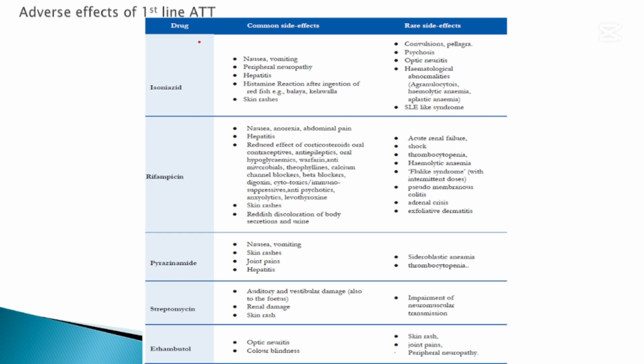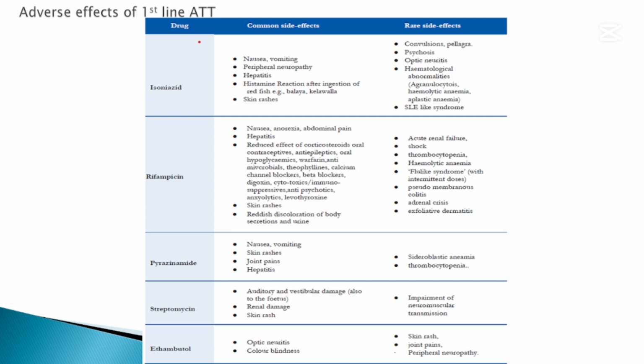Not sure whether you can read this, maybe not very clear. So I'll just go through quickly. These are the common and rare side effects of each and every anti-TB drug. INH commonly causes nausea, vomiting, peripheral neuropathy, hepatitis, histamine reaction, skin rashes. Rare side effects are psychosis, optic neuritis, SLE-like syndrome, hematological abnormalities.